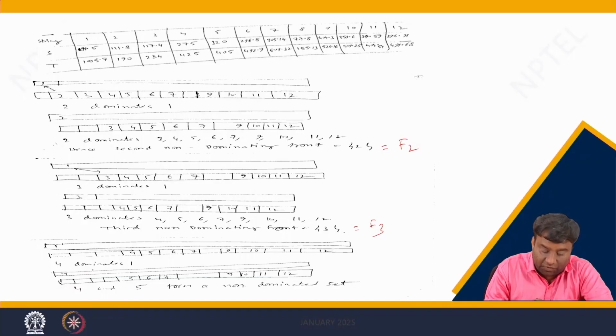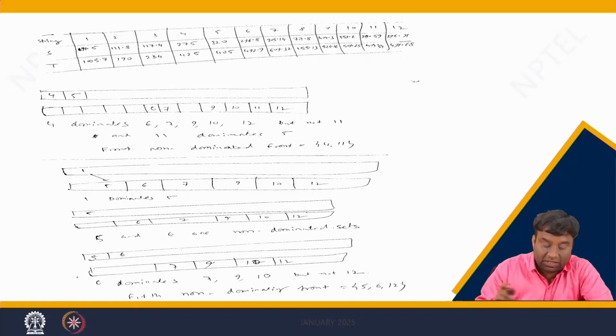So now compare 4 and 5. So see 4 and 5. As I said, here 4 is minimum in S and 5 is minimum in T. So here 4 and 5 form a non-dominating set. So there should be 5 there. So now there should be 4.